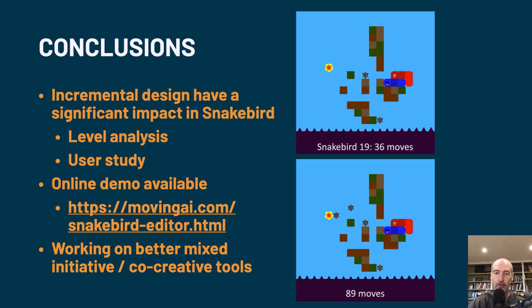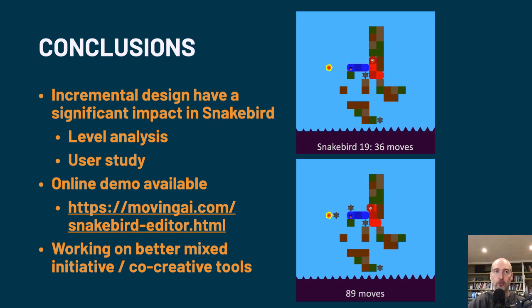To show you one more level here, this is SNAKEBIRD level 19. Here we've made 2 changes to the level. We've added 2 spikes here. And we can watch the solution. We can see how the snakebirds are moving through the level. And we see that initially the solutions are nearly identical. But at this point, the solutions diverge, and they diverge significantly.